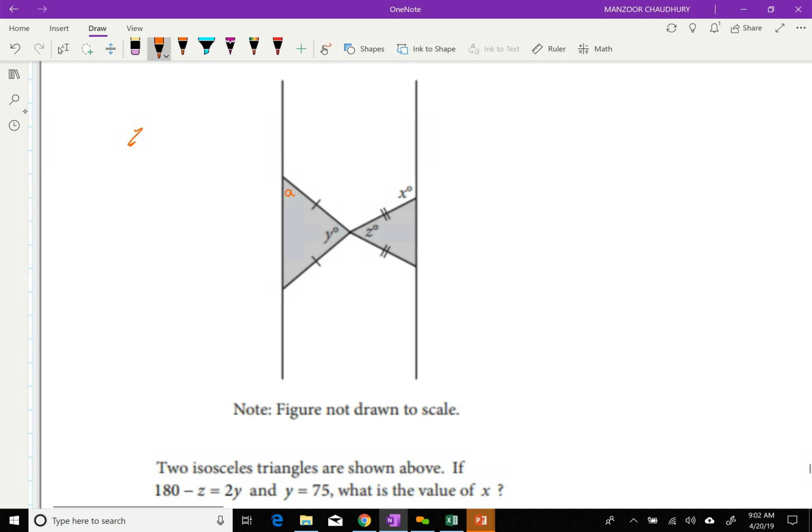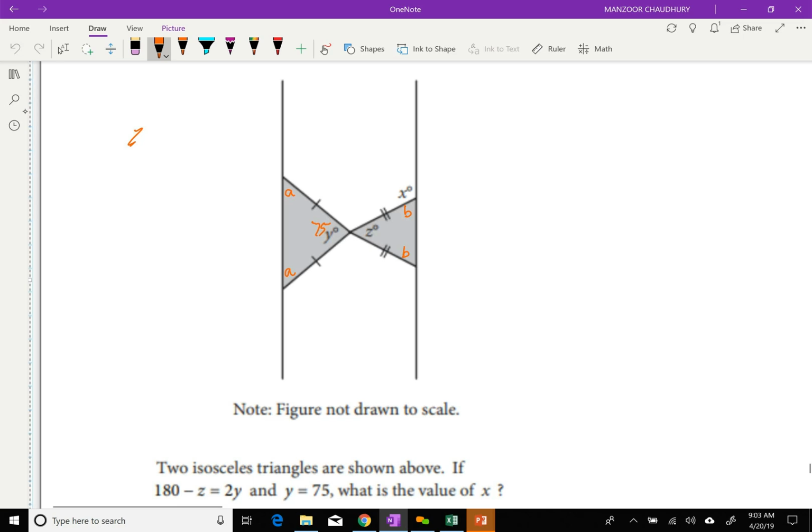Let's call this one A, this one A. This will be equal. And this angle B and B, they will be equal because they're opposite those, right? So y is 75. If y is 75, we can quickly tell what A is, right? Let's find out Z from that first. We don't really need to find A, but it's easy to find A. You see that, right?